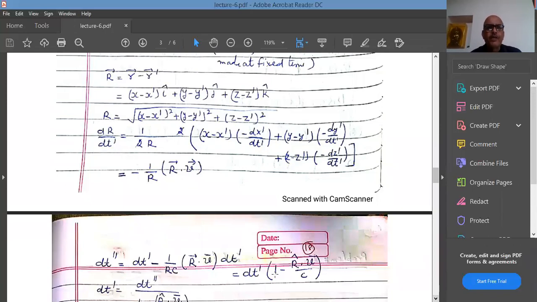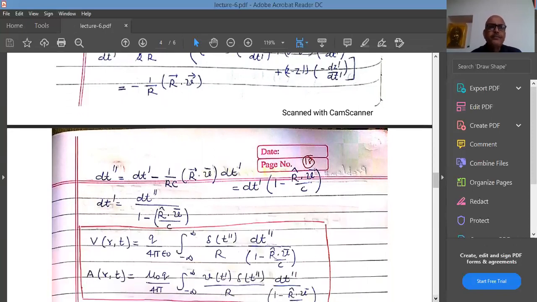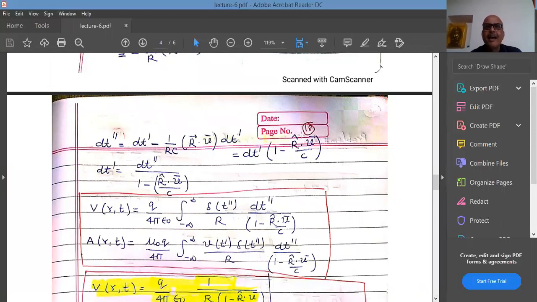Now we go back to our equation and substitute it here. If you substitute, dt double dash is now equal to dt dash minus 1 over rc, r dot v into dt dash, and if you take out dt dash common, and I have written here r vector over r as r cap, the unit vector. So it becomes 1 minus r cap dot v over c. You can verify dimensionally also, because 1 is a dimensionless quantity, r cap is a unit vector, and v by c is a dimensionless quantity, because we have velocity and the velocity of light in the denominator. So this gives us the value of dt dash to be equal to dt double dash divided by 1 minus r cap dot v over c.